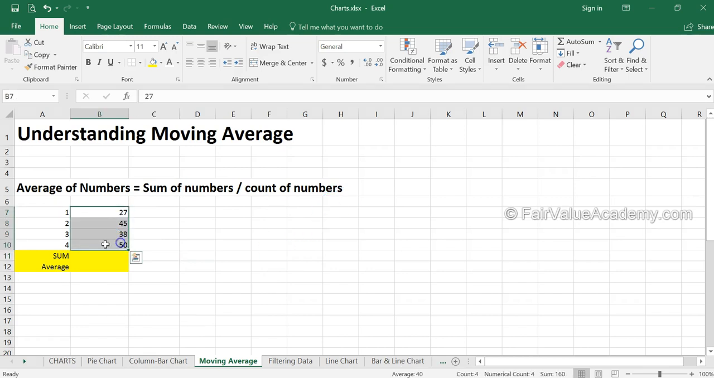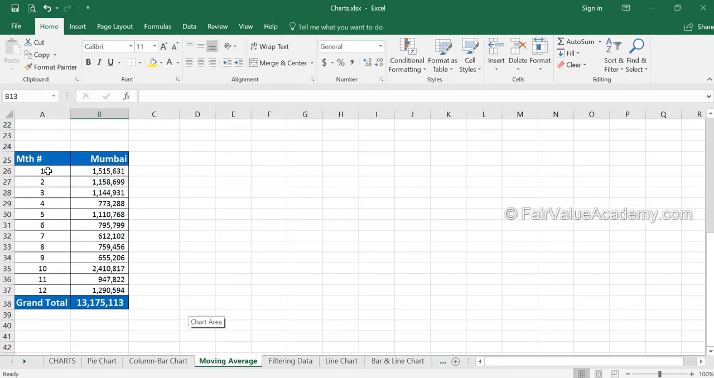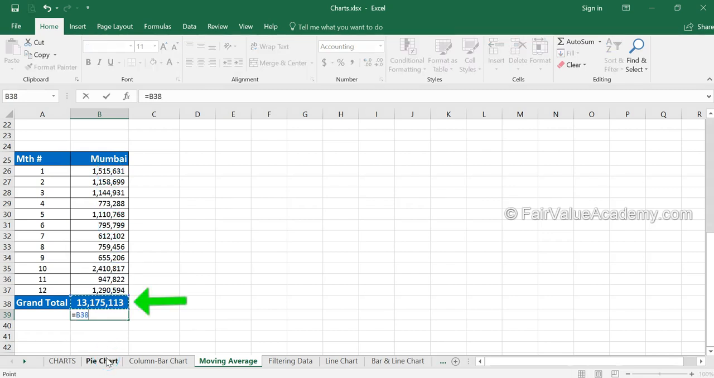Consider these four numbers. To find the average of these four numbers, we will add them up. I'll use auto sum function and divide the sum by 4 because there are four numbers. So 40 is the average of these four numbers. Let's consider this series which shows monthly sales for Mumbai for last 12 months. So if you were to find out the average sale of Mumbai for this period, then you would divide this total by 12. So this gives us the average sale of Mumbai in last 12 months.